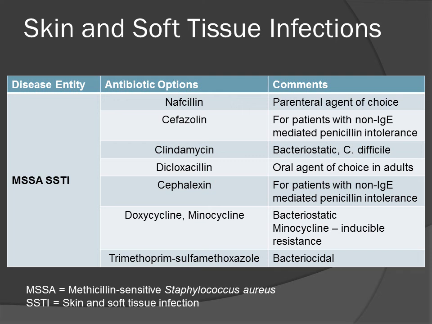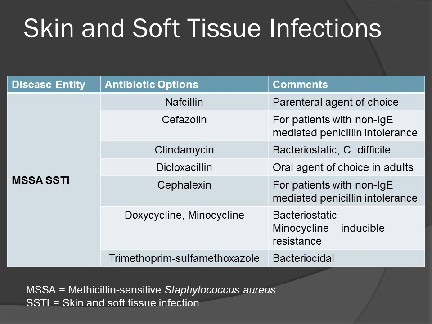So, if you've got a methicillin-sensitive Staph aureus skin and soft tissue infection, nafcillin is the parenteral agent of choice, followed by Ancef, clindamycin. You do have a higher risk, according to the literature, of C. diff if you use clindamycin.